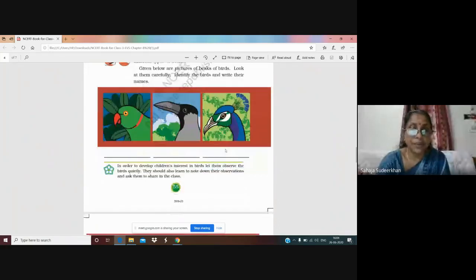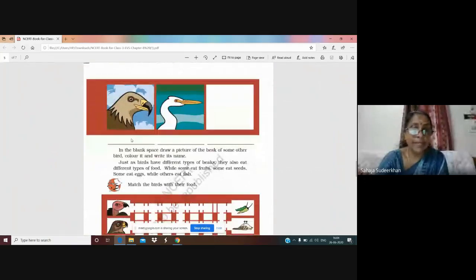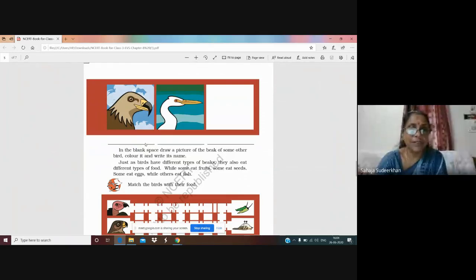Now, can you say which bird this is? This is an eagle. It has a hooked beak to tear the flesh of the prey, isn't it? This is a crane. It has a long beak. This is a wading bird. It takes insects and fish from the muddy water. Okay. So you have to draw here one more picture and write the name.